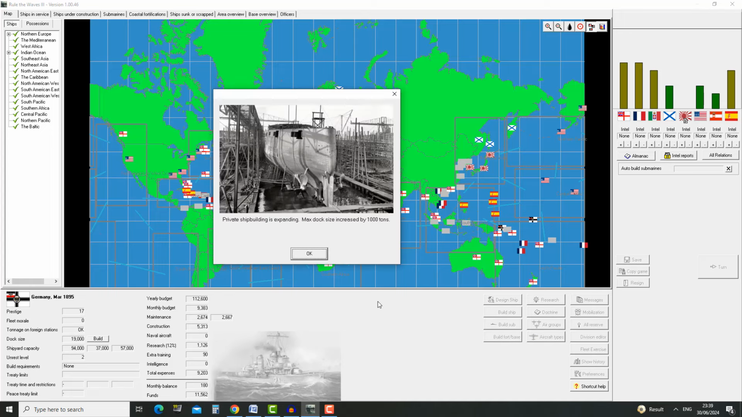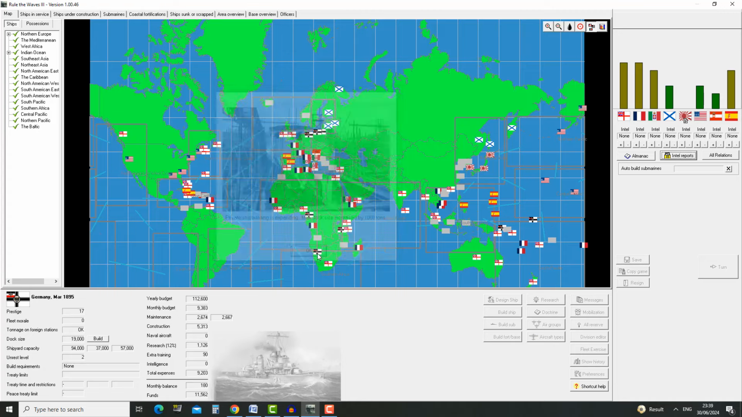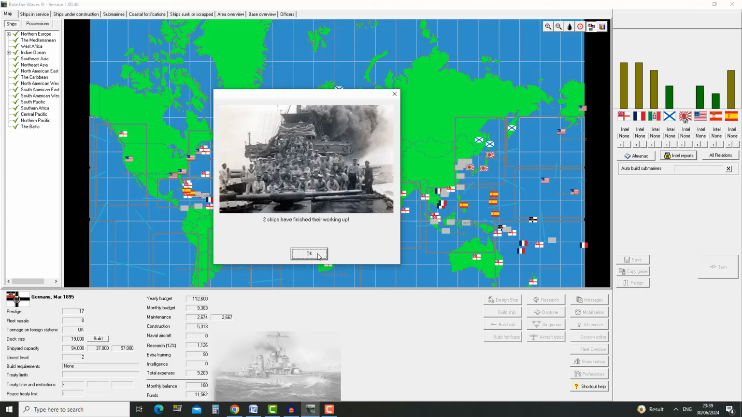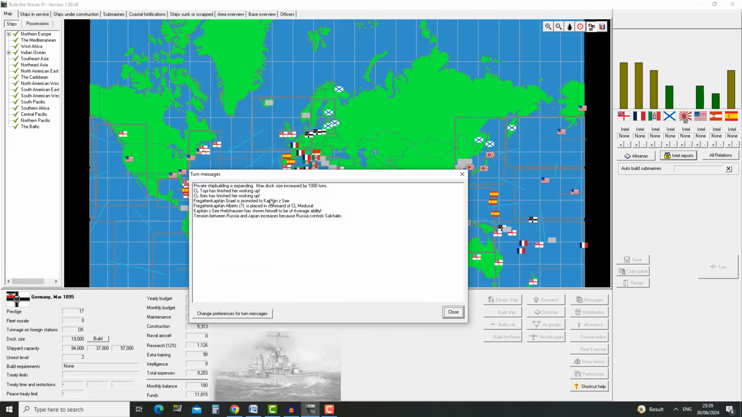That's insane. Private shipbuilding is expanding. They increase our max dock size by 1,000 tons again. Well, that's good for us. But I don't think we're going to use all 20,000 tons for the new battleship. So Topi and Ibex finished their working up. Fregattenkapitän Graf is promoted to Kapitän zur See. Fregattenkapitän Alberts is placed in command of Medusa. Kapitän zur See Heidskoisen is shown to be of average ability.